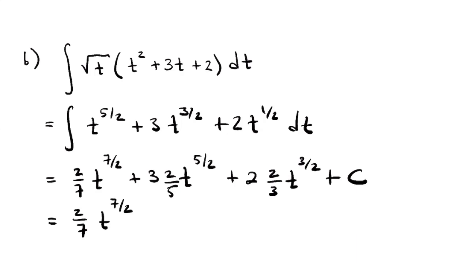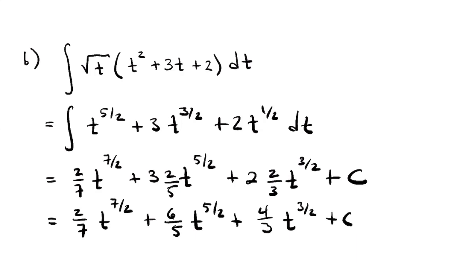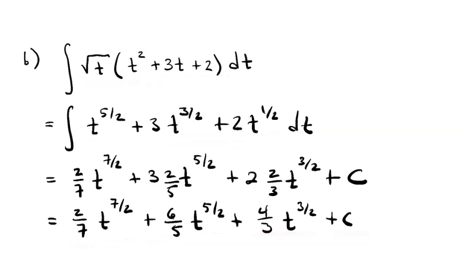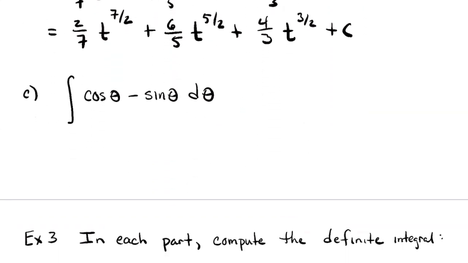3 times 2/5 is 6/5, t to the 5/2. 2 times 2/3 is 4/3, t to the 3/2. And again, I would ask you to check that formula with differentiation. Differentiate this expression that we just derived with respect to t, and you'll get it in this form, which you could then factor out a t to the 1/2 and put it back in the original form. Nice. Seem familiar, these things?